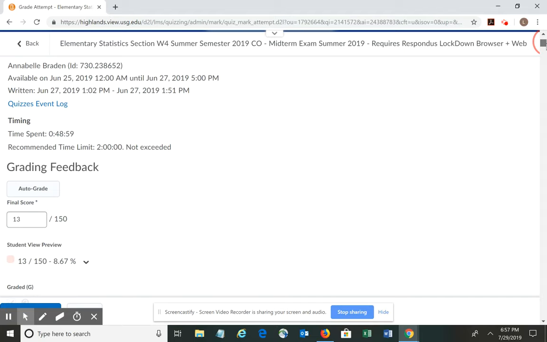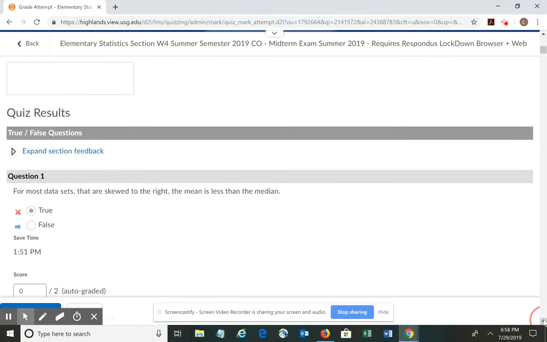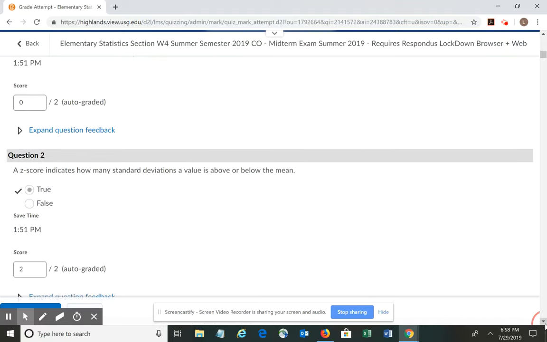Now, it is set up for some auto grading, but not all of it. As you can see, it appears she scored 13 out of 150. I certainly hope she scored better, so I'm going to scroll down, and you can scroll slow or fast. So for example, I see a big red X on the first question. And so I glance at it to see, did she really get it wrong? And she did. So we leave it alone. We just keep scrolling.